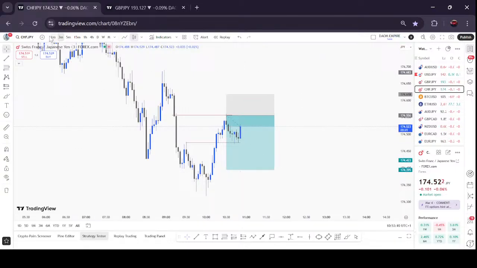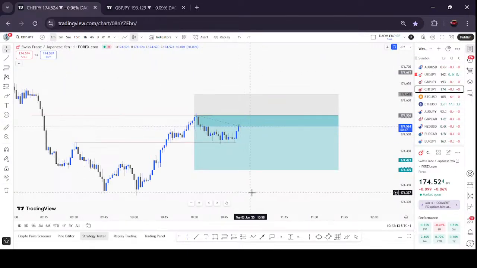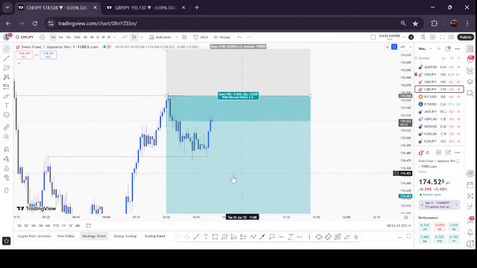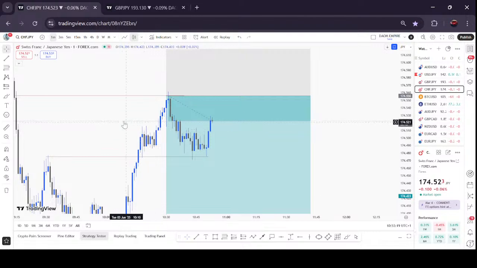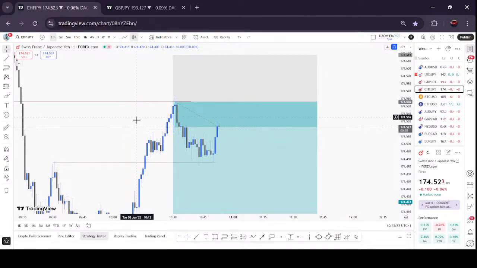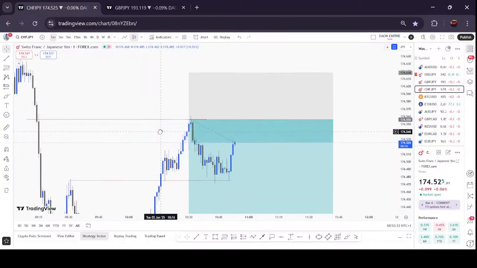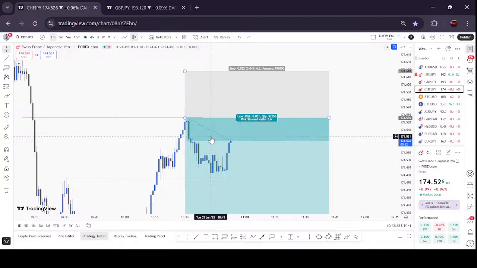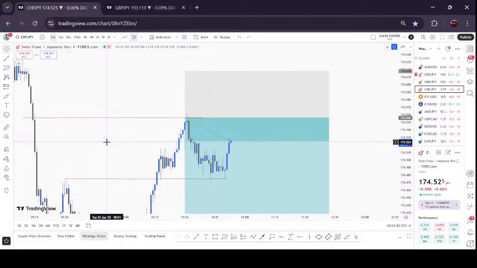Now let's look at what GJ is doing. Let's go to the 1 minute time frame. Let me try to understand what GJ is doing right here. CHFJPY, what's going on here? Probably you want to come and fill this gap, or what's going on?